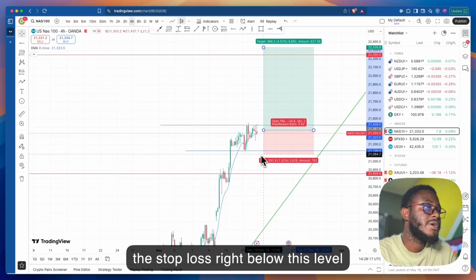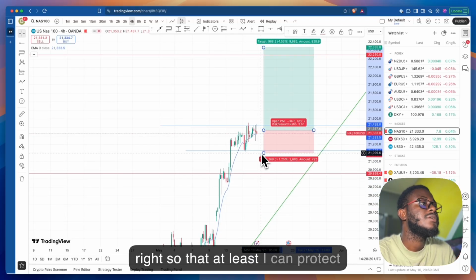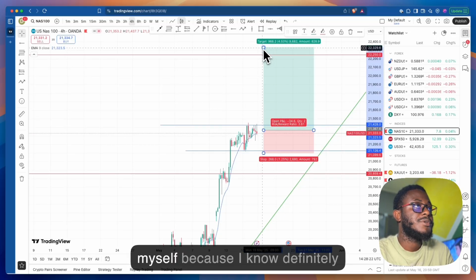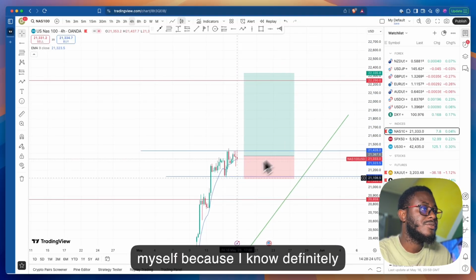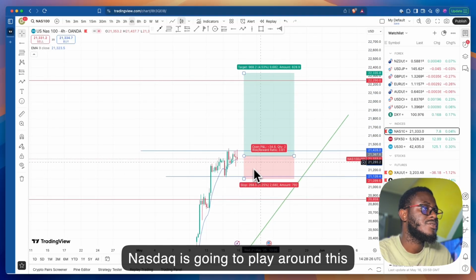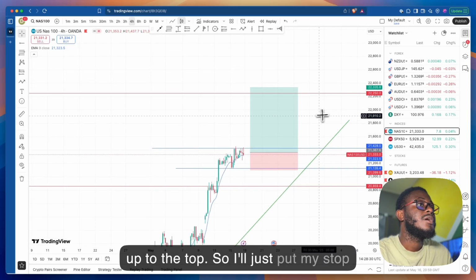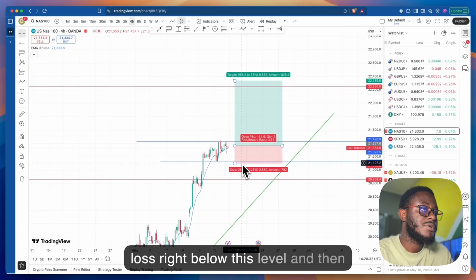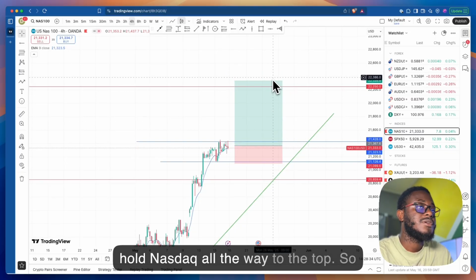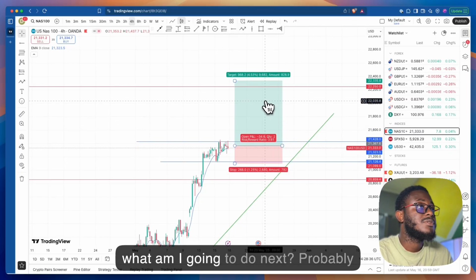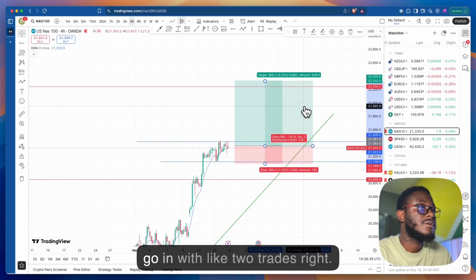And if I buy at the current price, all I'm going to do is put the stop loss right below this level, right? So that at least I can protect myself. Because I know definitely NASDAQ is going to play around this zone before finally rallying all the way up to the top. So I'll just put my stop loss right below this level and then hold NASDAQ all the way to the top.